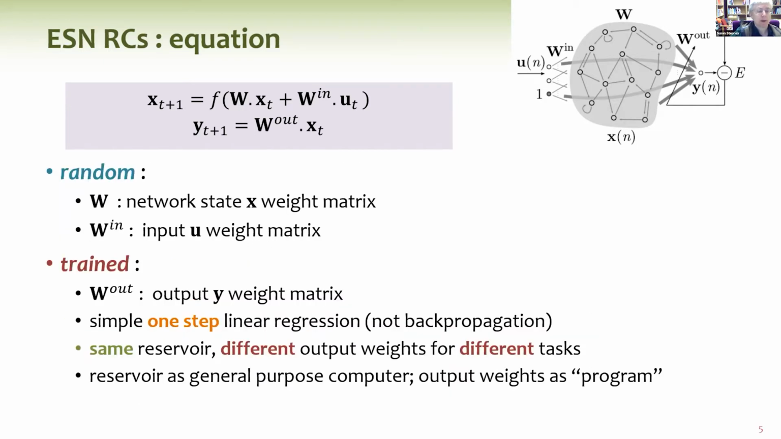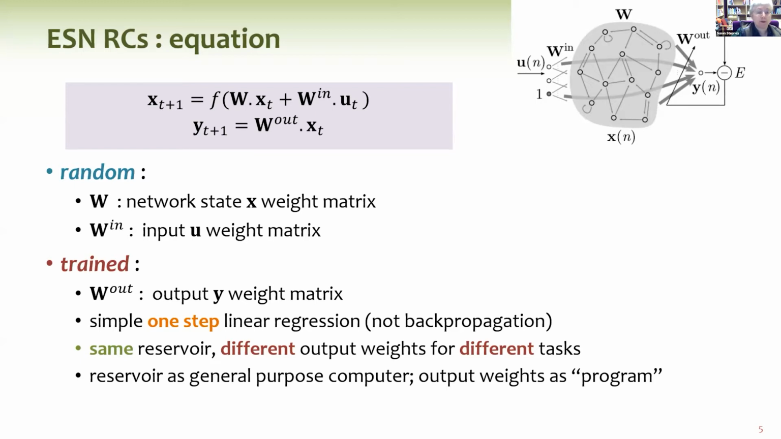Now, what's important about reservoir computing is that both the input weight matrix and the internal weight matrix are, in the model, chosen randomly. Not only are they chosen randomly, they are fixed. They are given. The only part of the system that is trained is the output weight matrix. And this can be trained through a simple one-step process. You don't need to have a long iterative backpropagation process. And so what you can have is exactly the same reservoir and then use different output weights for different tasks.